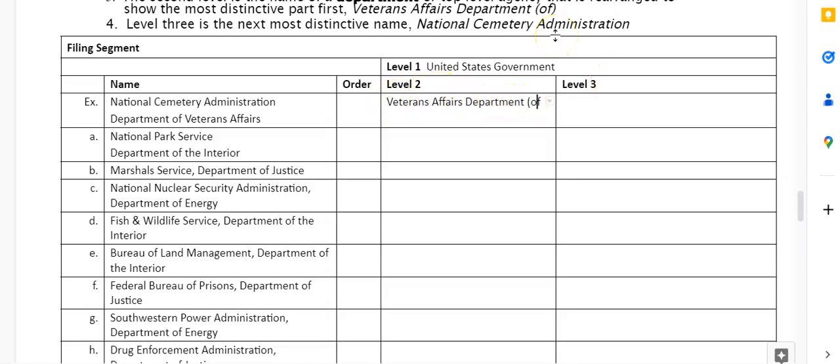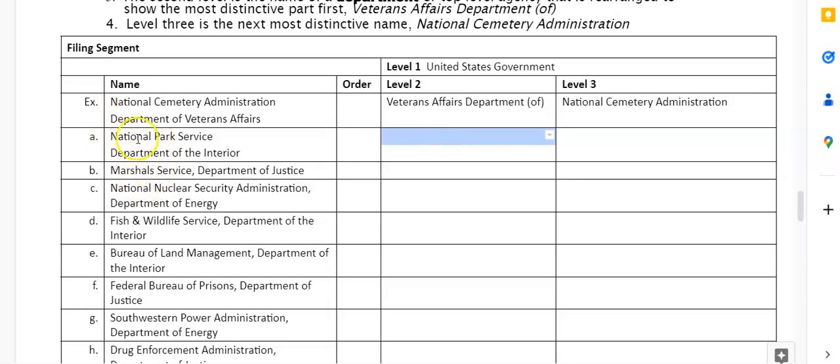Generally, it's a good practice to put, if you have "of" or something like "of the," in parentheses. Okay, so level 3, it tells us, is the most distinctive name, and that's going to be the National Cemetery Administration. That one's easy. We can input it exactly as it's written. Cemetery Administration.